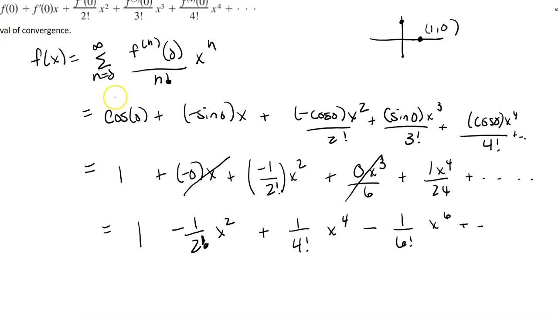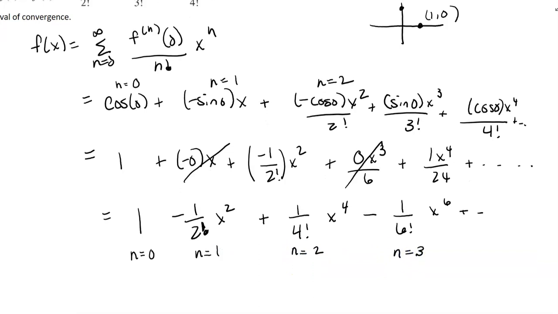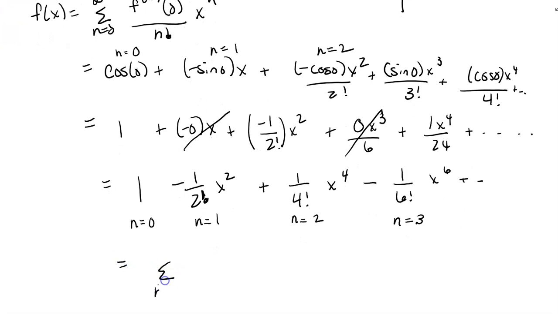So this was what happened when I had my original n equals 0, n equals 1, n equals 2, but let's rewrite it where this is n equals 0, this is n equals 1, this is n equals 2, and this is n equals 3. So if I do that, my pattern now becomes the sum from 0 to infinity of an alternating negative 1 to the nth power, because this would be 1, negative 1, 1, negative 1, divided by 2n factorial. This would be 0 factorial, 2 factorial, 4 factorial, 6 factorial.